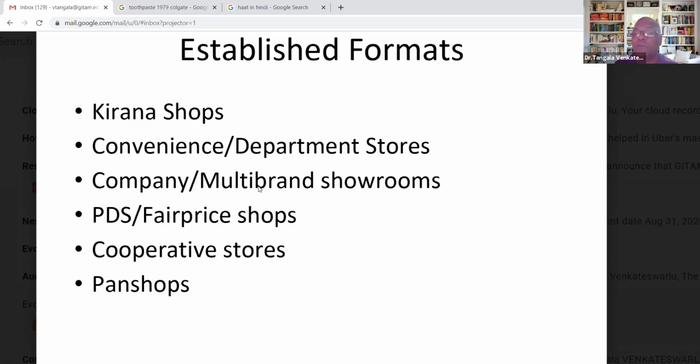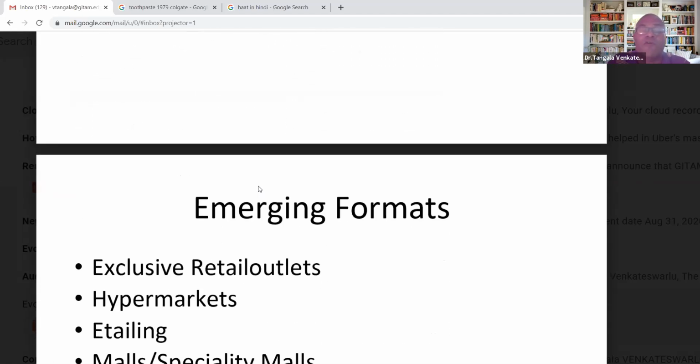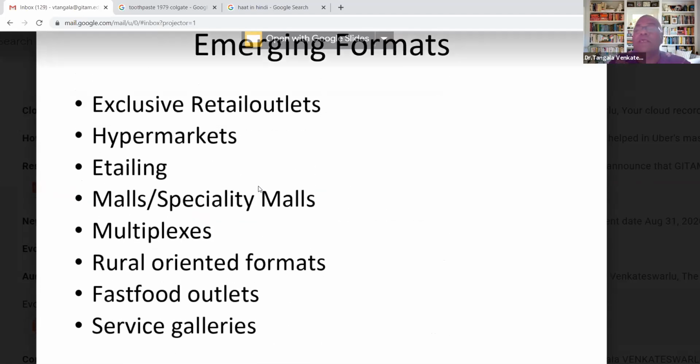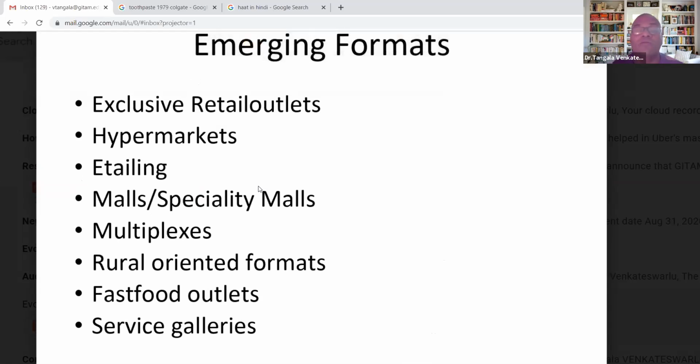Similarly, PDS, fair price shops, and you have cooperative stores, pawn shops. All these are part of established formats. So coming to emerging formats, now you see these emerging formats growing within various cities, towns.